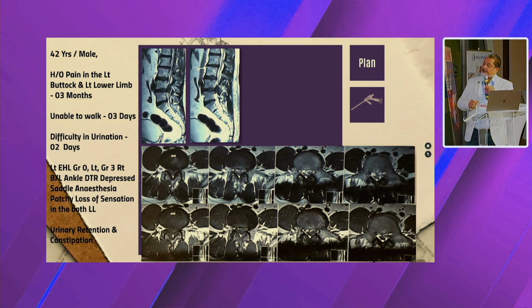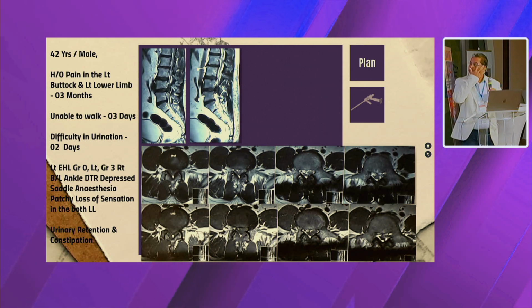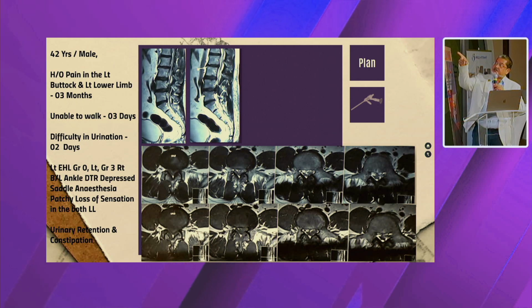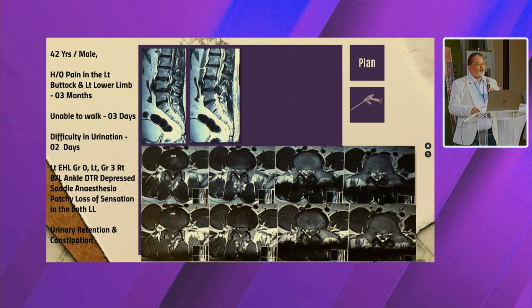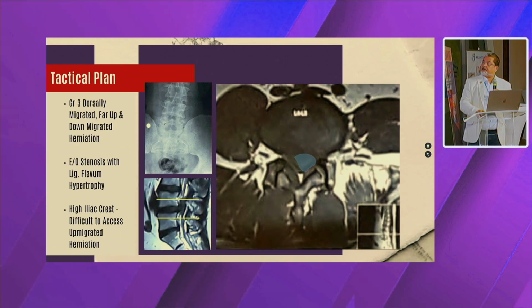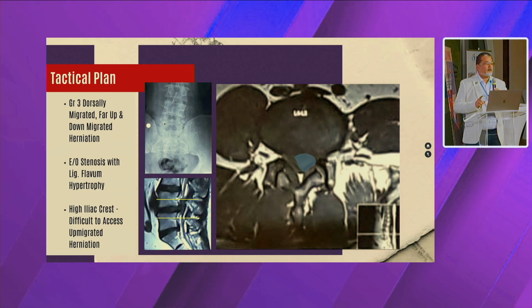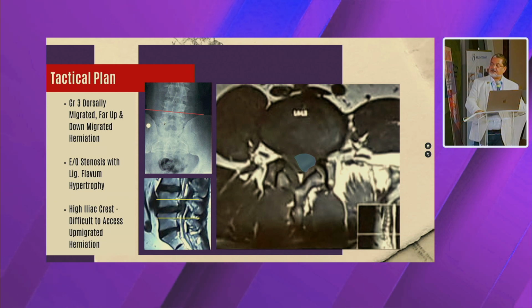Now if you see the herniation, again a huge herniation, predominantly on one side, but the herniation is extending cranially as well as caudally. You see a large herniation which is going up and down. A pure transforaminal surgery may be difficult. Let us see: grade 3 dorsally migrated herniations, far up and down migrated. Evidence of stenosis is there with ligamentum flavum thickening. High iliac crest making it difficult to go. So if we want to plan, this is the extent of herniation which I've shown.